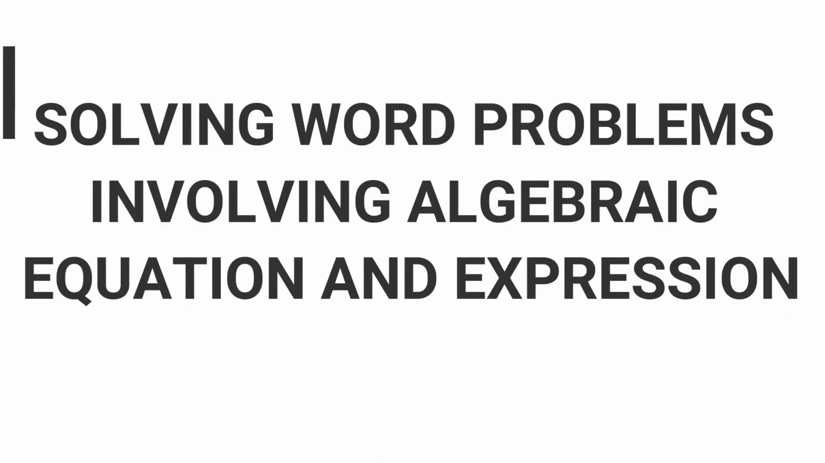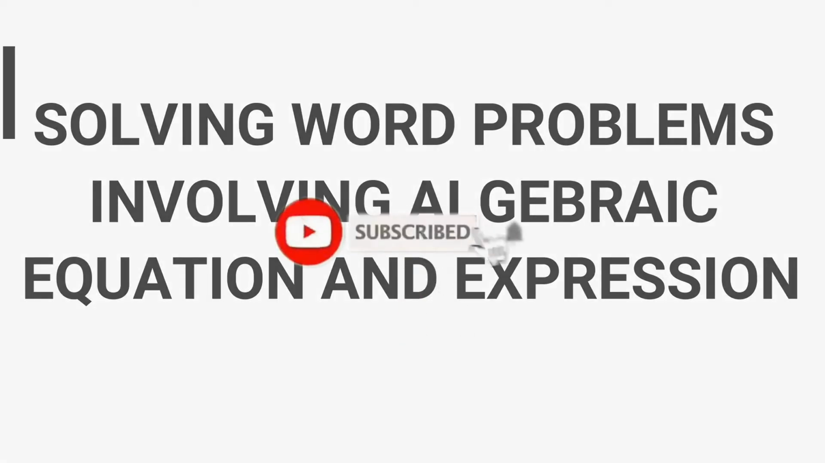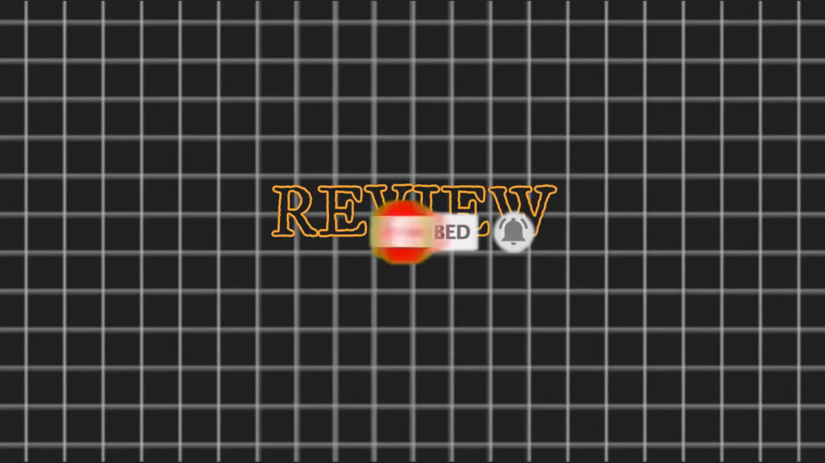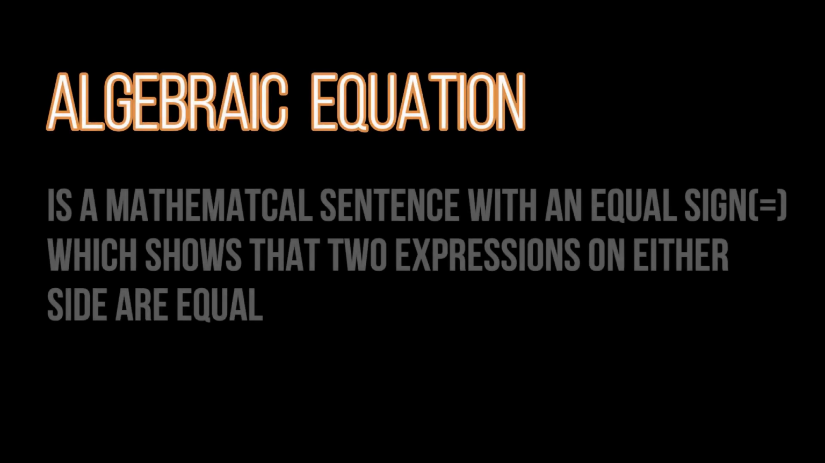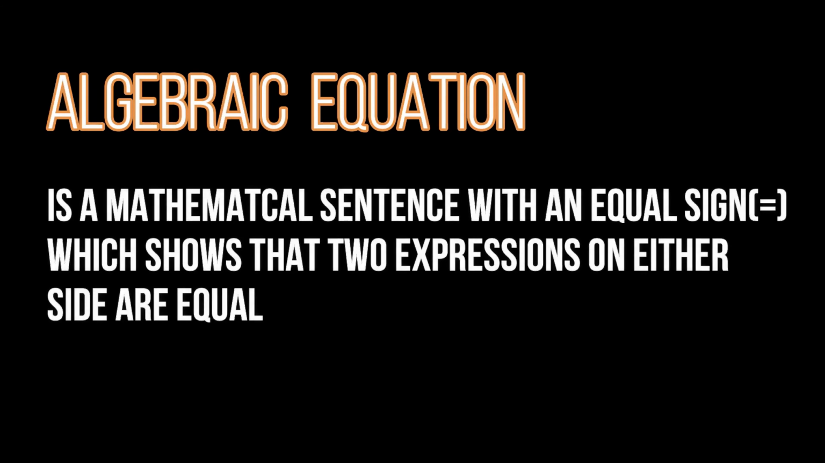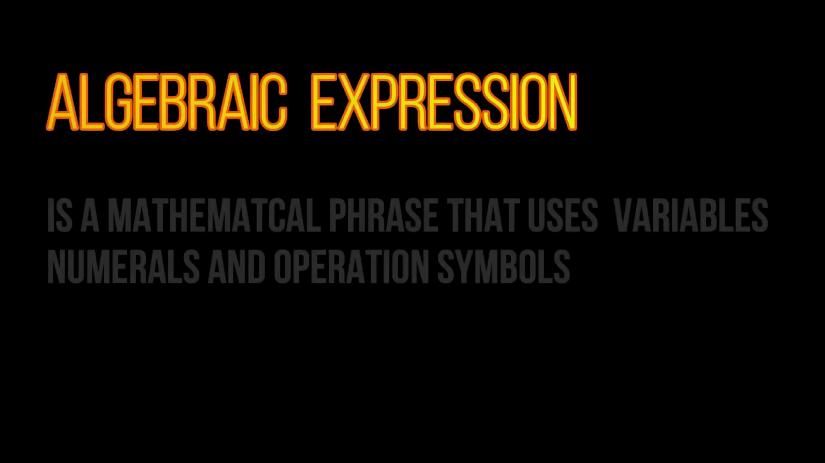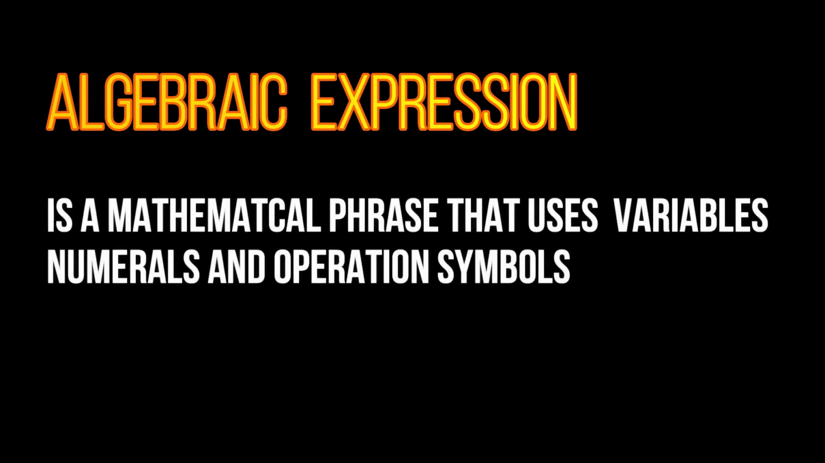For today's lesson, we're going to take up solving word problems involving algebraic equation and expression. So let's review. What is an algebraic equation? It is a mathematical sentence with an equal sign which shows that two expressions on either sides are equal. While an algebraic expression is a mathematical phrase that uses variables, numerals, and operation symbols.